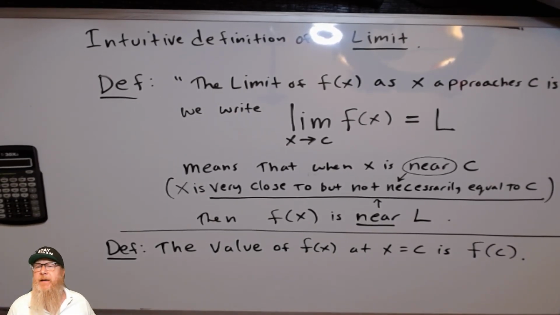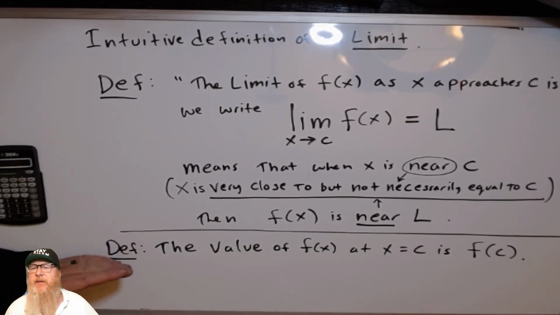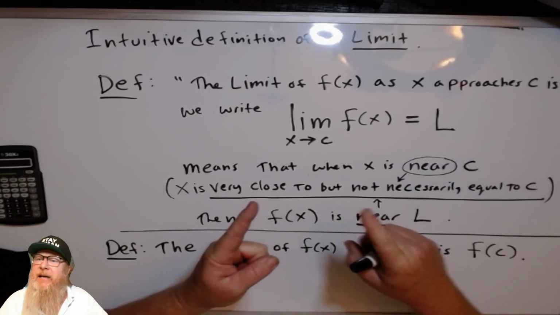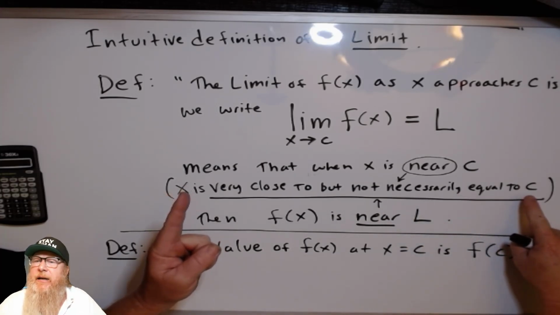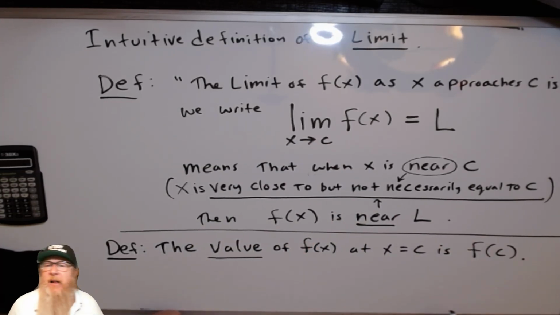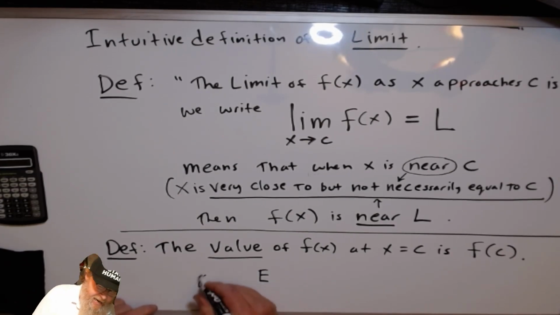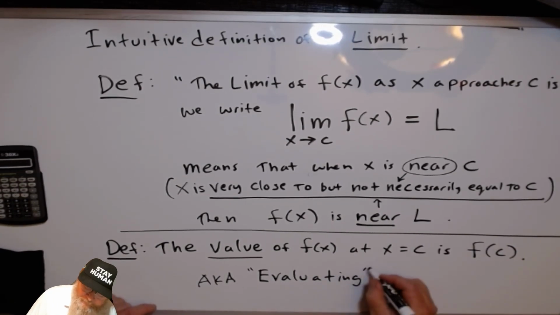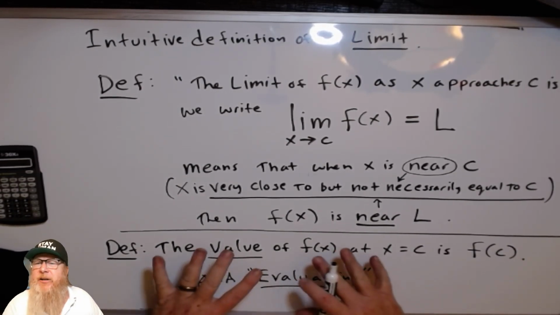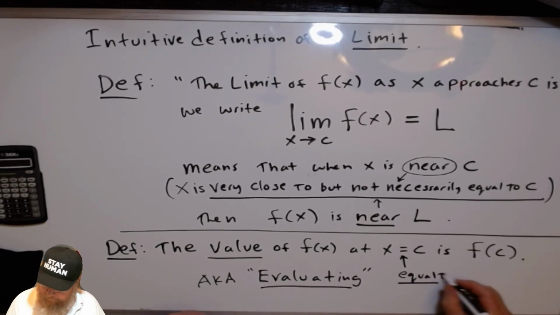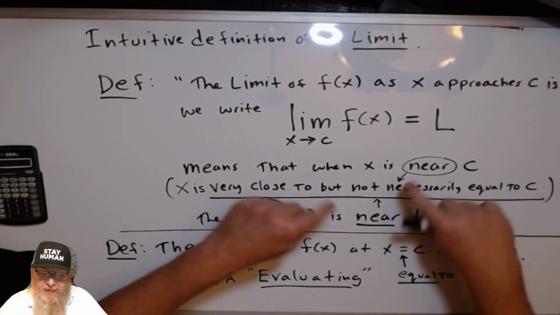All right. So I just want to make that clear that these are two different definitions. The definition of the limit is saying as we get close to c, but not necessarily equal to c, we call that the limit. This is called the value. It's also known as evaluating. So evaluating means you are equal to. Not necessarily the same as being near.